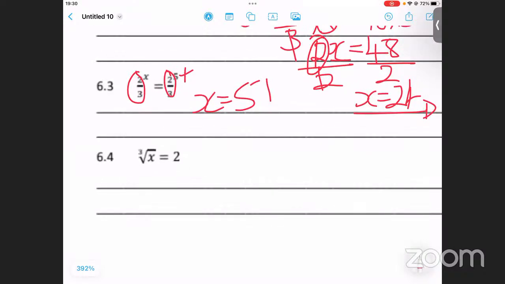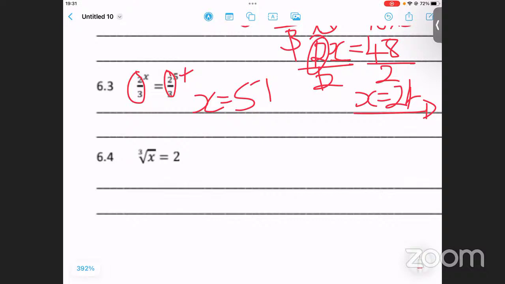Now let's look at 6.4. So we have cube root of x is equal to 2. And how are we going to solve for this? Do you have somebody who has an answer? Not by calculating, but who knows the answer? Luhumo? Yes, ma'am. The answer is 8. x is equal to 8.